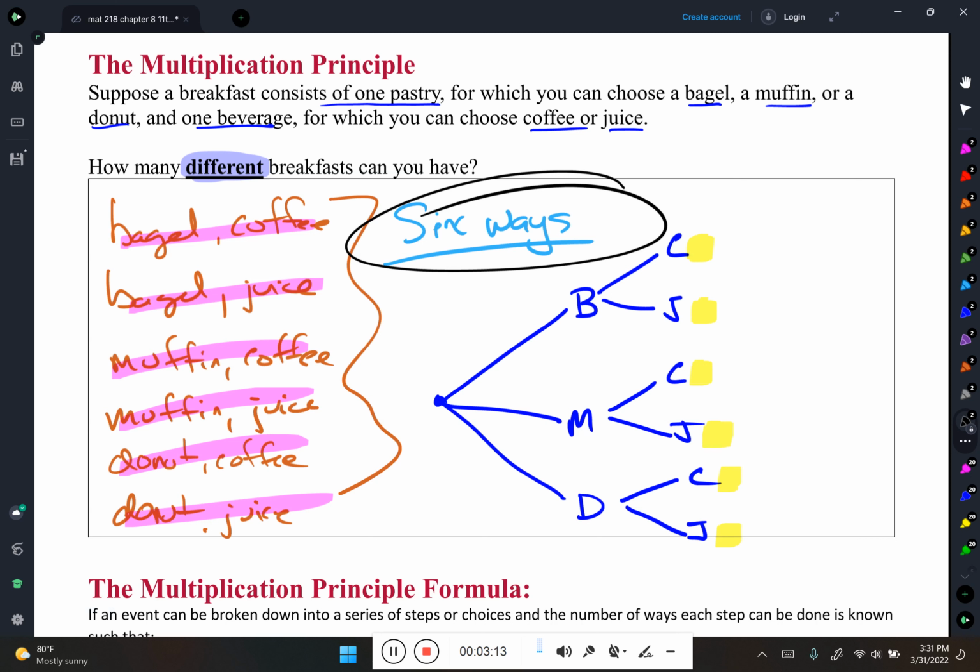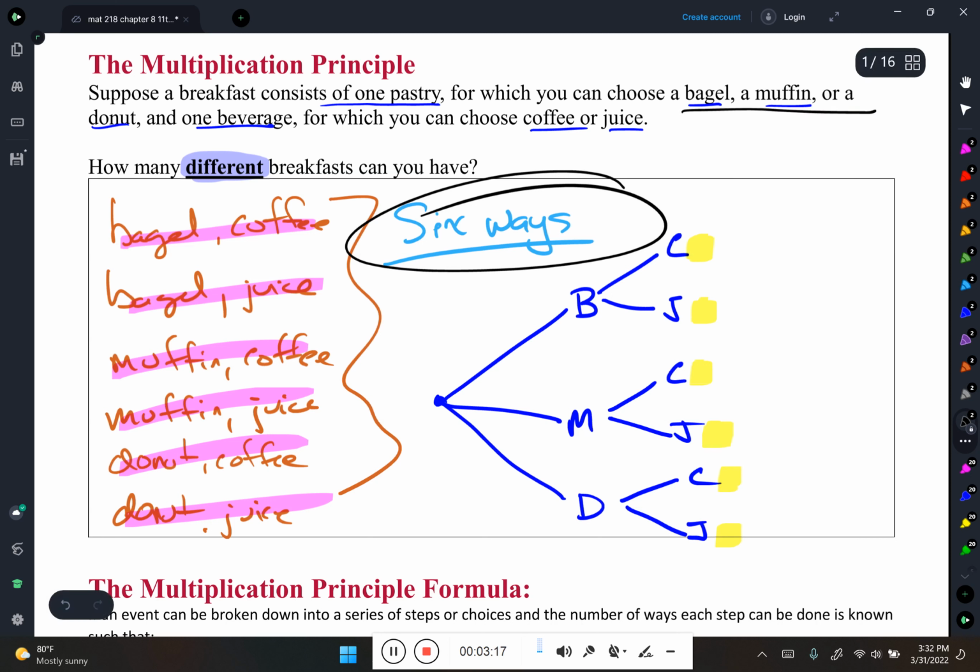But what if instead of 3 options, there were 12? And what if instead of 2 options, there were 5? Well, I definitely wouldn't want to list them all then, and I'm absolutely not going to draw the tree diagram for that. So I need something bigger, some more powerful mathematics that is going to help me count things more quickly. And that's where the multiplication principle comes in.